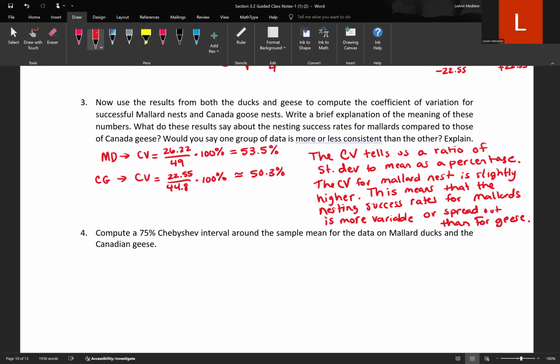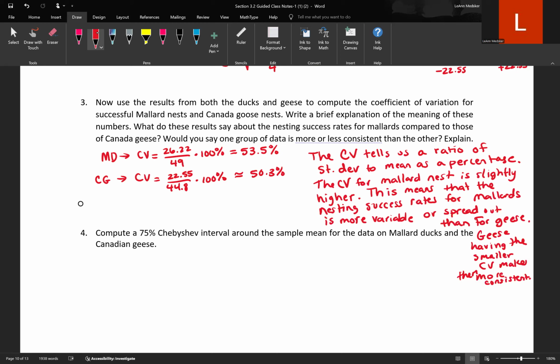Okay. And then the geese have a smaller CV, which also indicates they're more consistent. So the geese having the smaller CV makes them more consistent. What that just means is more consistent means more data points close to your center. Okay. All right.